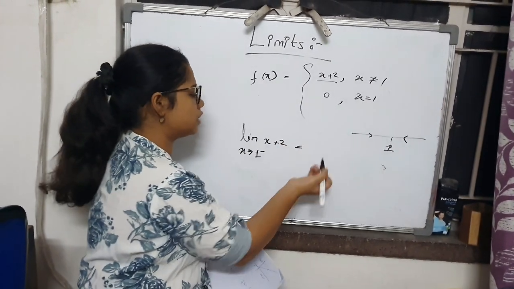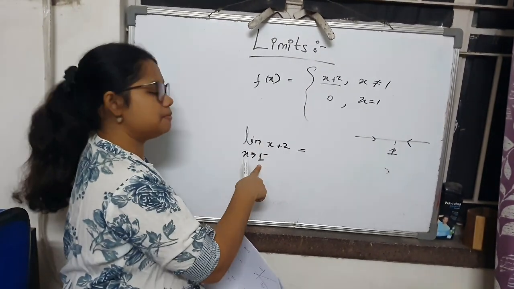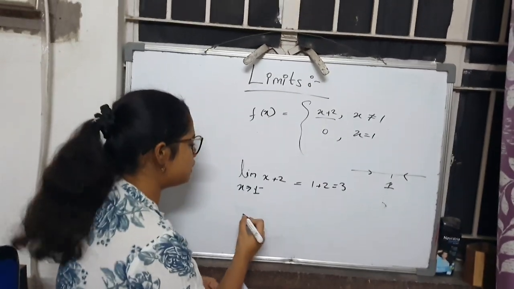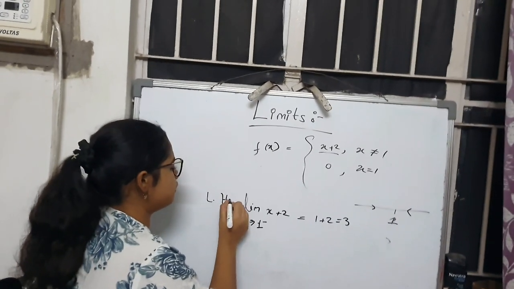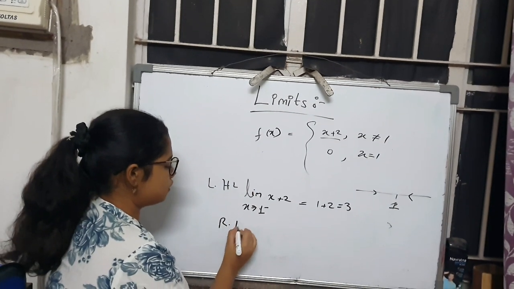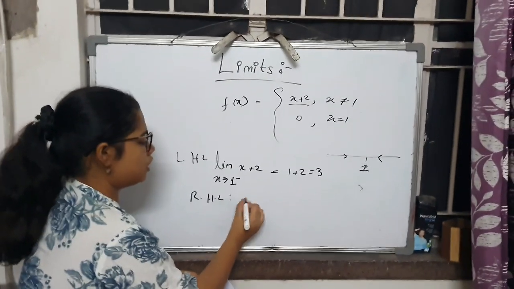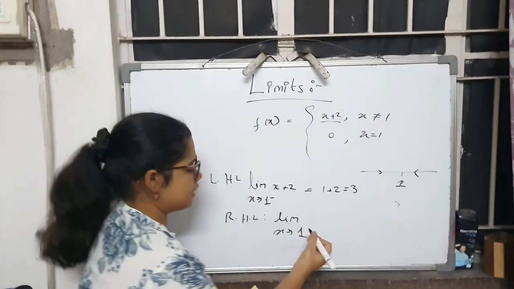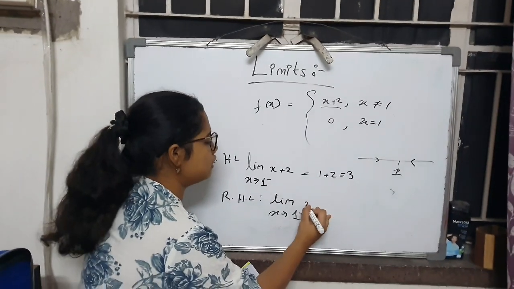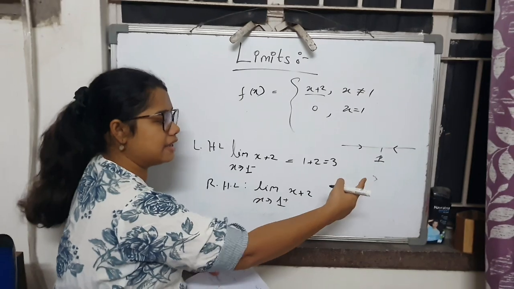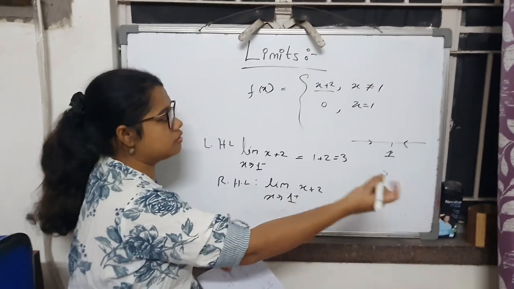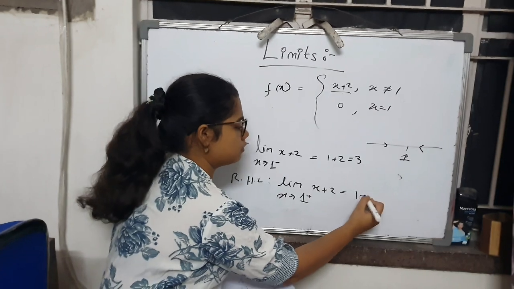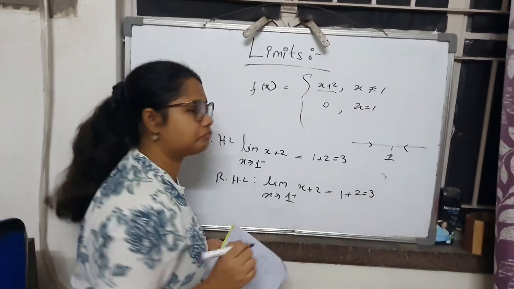And then how to calculate? Wherever x is there, simply replace x by 1. So it would be 1 plus 2, that is equal to 3. This is our left hand limit. Now suppose we want to calculate our right hand limit. Symbolically we write limit x tends to 1 from the right hand side. So we write a plus over here, and x plus 2, because again x is closer to 1 but not equal to 1. So again replace x by 1, I get 1 plus 2, that is equal to 3.